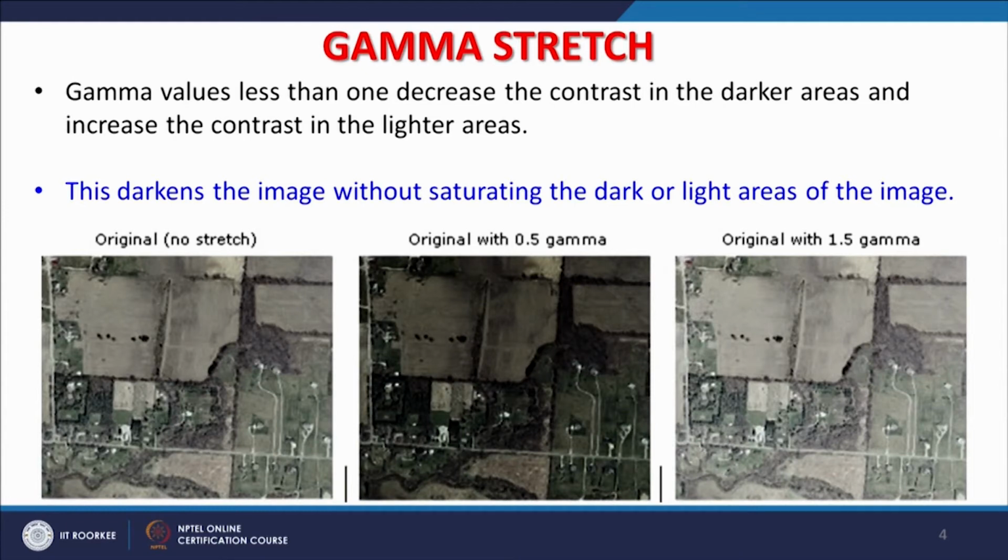Here three images are shown, the same image with different gamma stretch. The first one without any stretch, the second the original with 0.5 gamma, and then the original image with 1.5 gamma, and you can compare the quality of the image. Point five gamma has become very dark, whereas if we go for higher gamma, then we can have a much better contrast in the image.